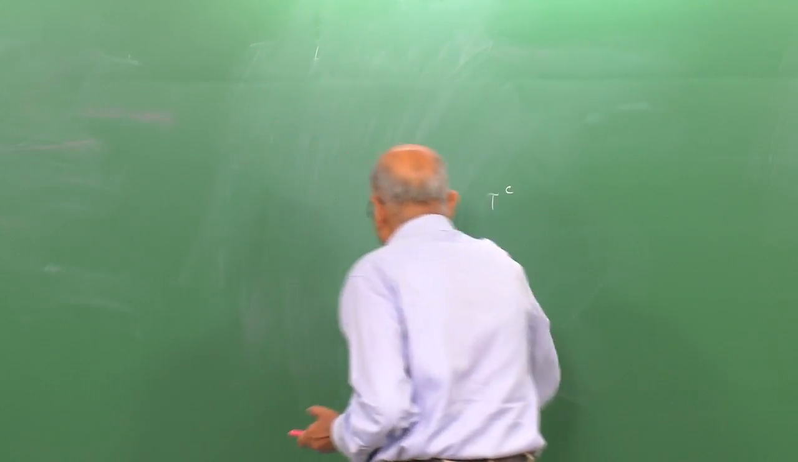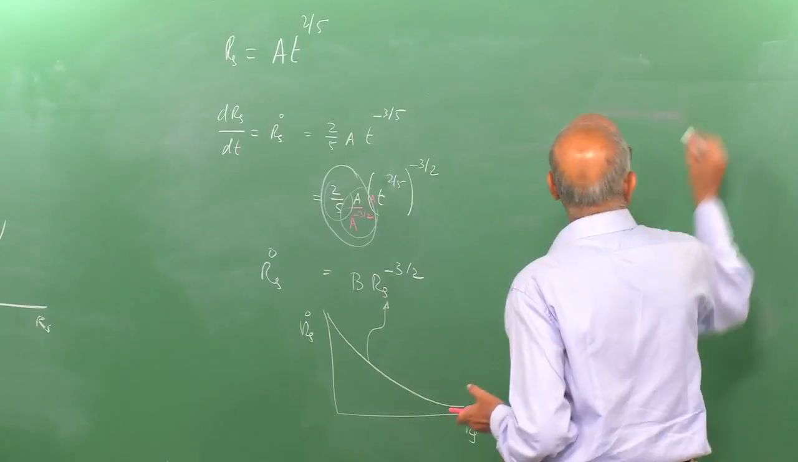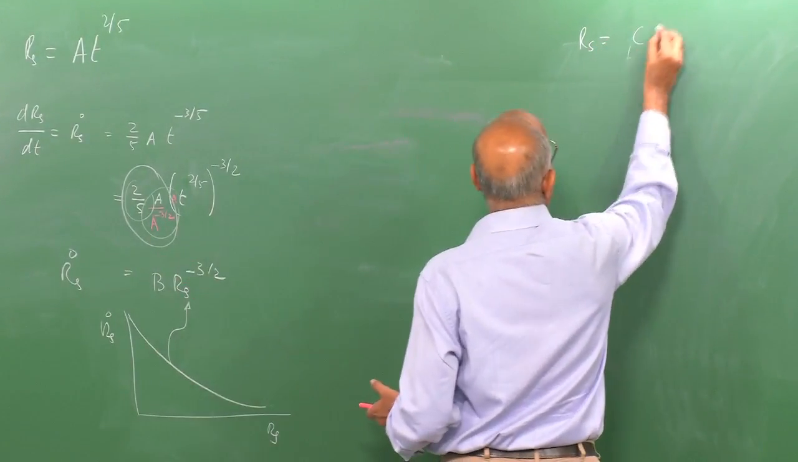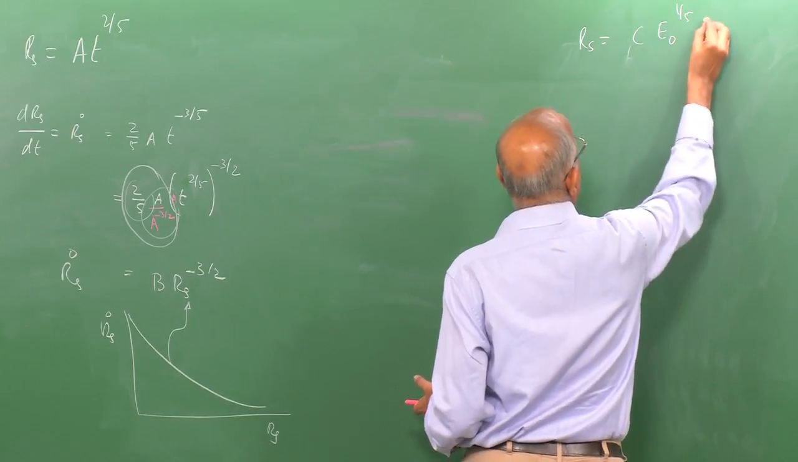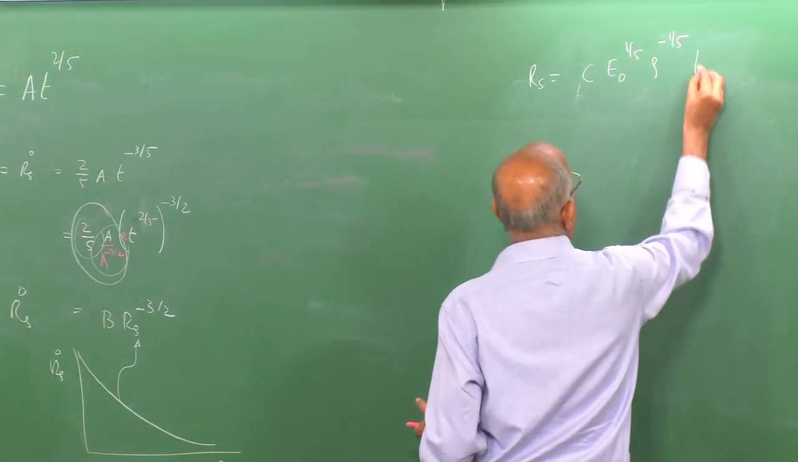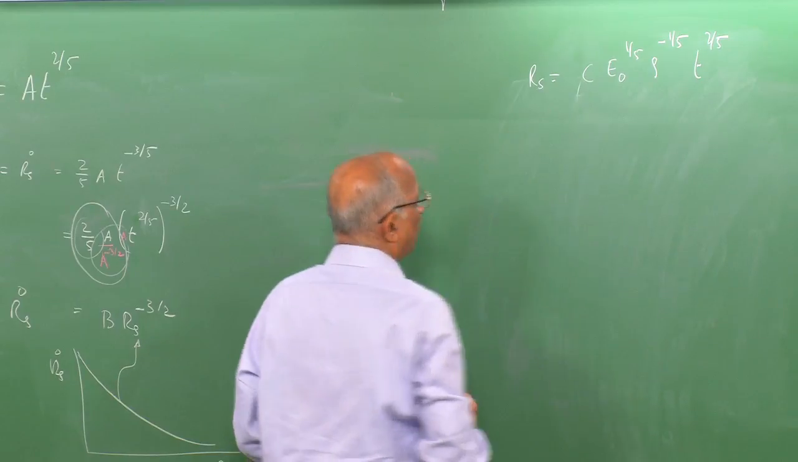We find Rs is equal to C E0 to the power 1 by 5, rho 0 to the power minus 1 by 5, and t to the power 2/5 over here. This is the expression that we derived.